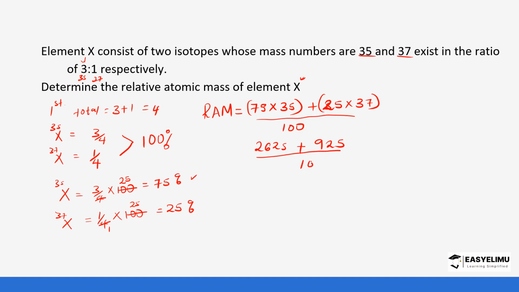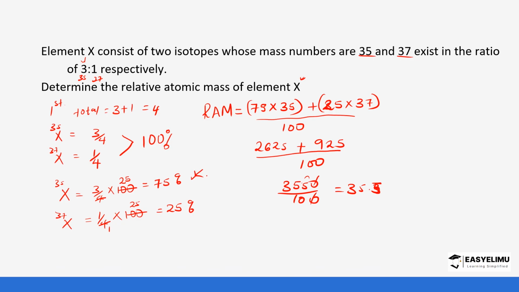So we are going to add 2,625 plus 925. We are going to get 3,550 over 100. If we do this division, it means we get 35.5 as our relative atomic mass, which is closer to the one that has the highest abundance, which is X35.